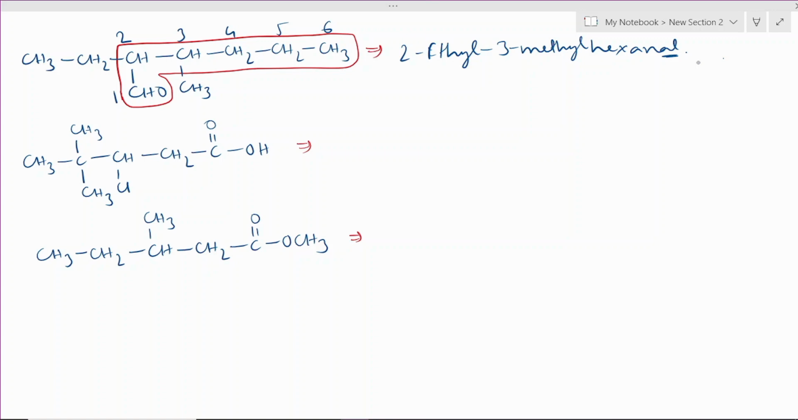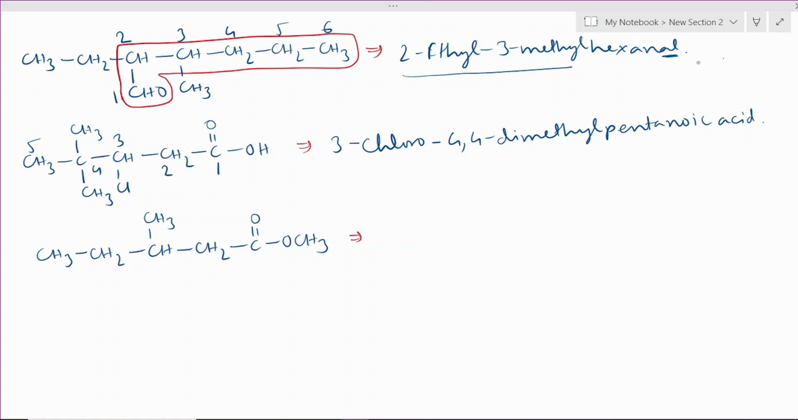And if we do the numbering in the 2nd compound, it will be 1, 2, 3, 4 and 5. So it will be 3-chloro-4,4-dimethyl. Look, in this IUPAC nomenclature we arrange the substituents in alphabetical order. Ethyl is preceding methyl, and chloro is preceding dimethyl.